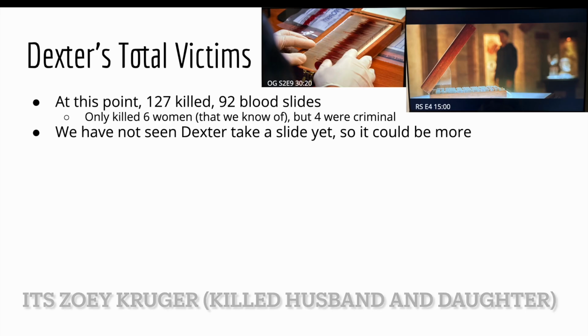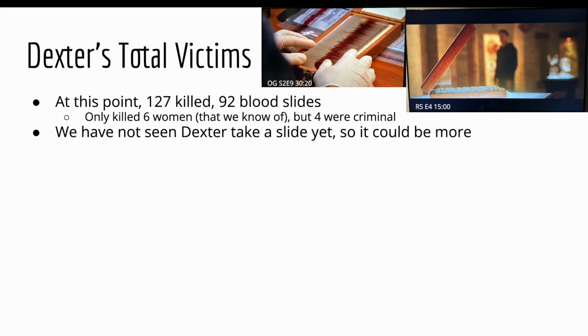Additionally, we haven't seen Dexter take his very first blood slide, so this number could very well be more. Since we don't know who he took his first blood slide from, he could have easily killed like a dozen more people and then started taking blood slides, and that's where the count would start, and then you would have that number plus the number from Dexter onwards. So it could be more.